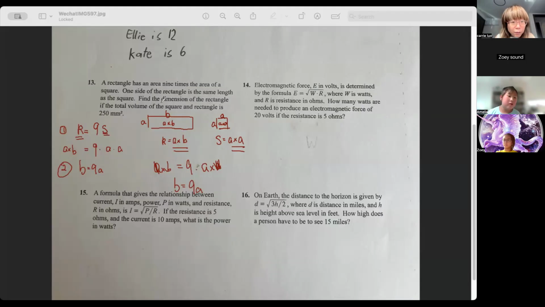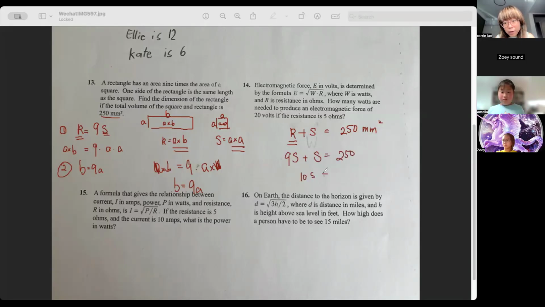Okay, so now find the dimension of the rectangle if the total volume of the square and the rectangle is 250. So total volume means R plus S equals 250 millimeter square. Do you understand this part? He said the total area of the square and the rectangle added together is 250, right? So we know the rectangle is 9 square.